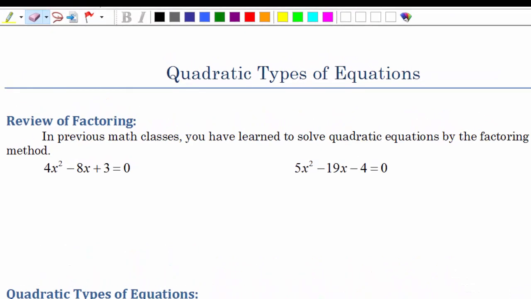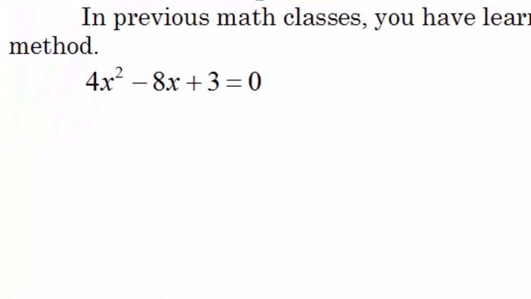In previous math classes, you have learned to solve quadratic equations by the factoring method. The quadratic equations are trinomials, and usually we have an x squared term, an x, a constant, and of course to be in standard form we want it to equal 0 so we can start factoring. And so here we of course would factor this. We would say maybe what multiplies to get 4 and what multiplies to get 3 and manipulate the numbers where we would get a negative 8.